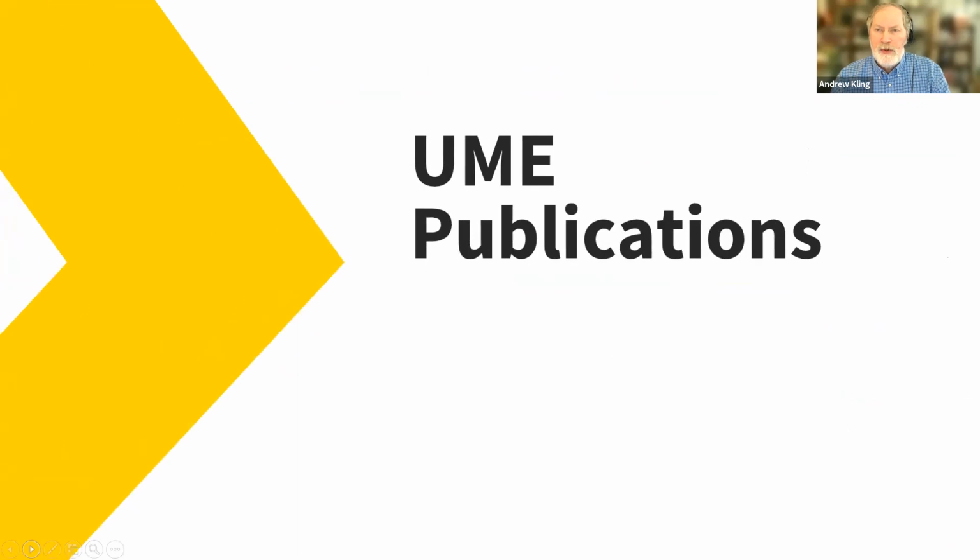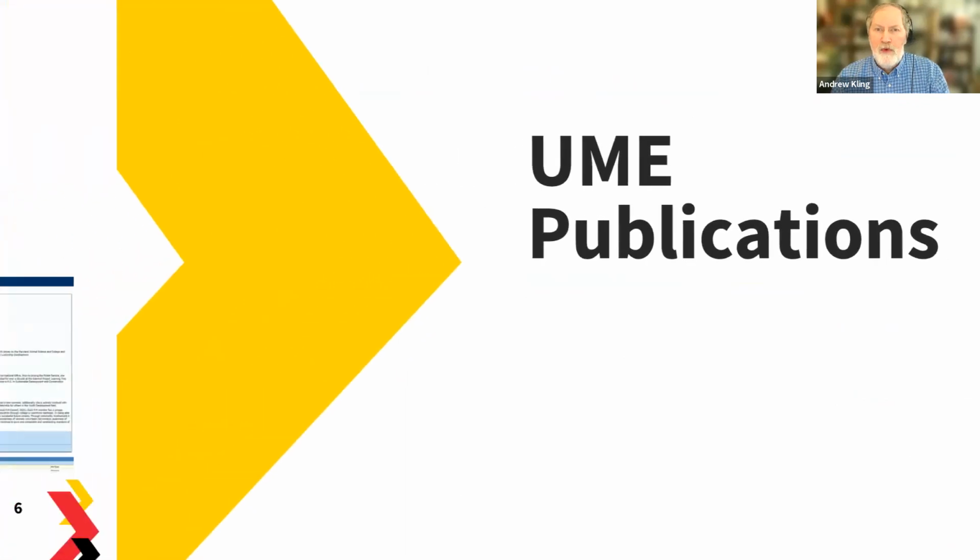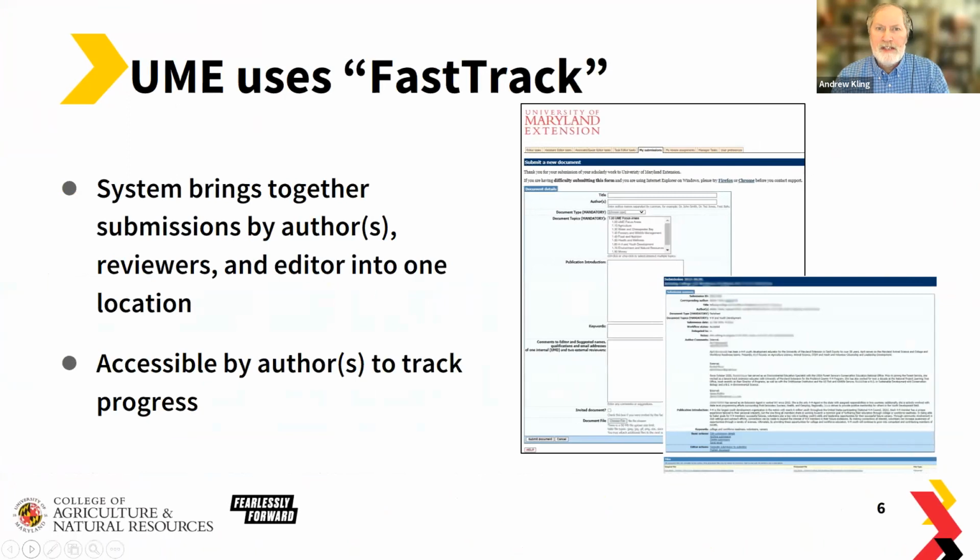The next in the continuum are UME publications. Now, before we talk about UME publications, let's talk about the system we use called Fast Track. Fast Track is a software system that brings together all sorts of information for you, the author, for me, the editor, and for your reviewers. And we're going to talk about them in just a minute. All the information that you put in there, you get to see as the editing process and the review process goes on. You get to track what I'm doing, get to track what your reviewers are doing as well.